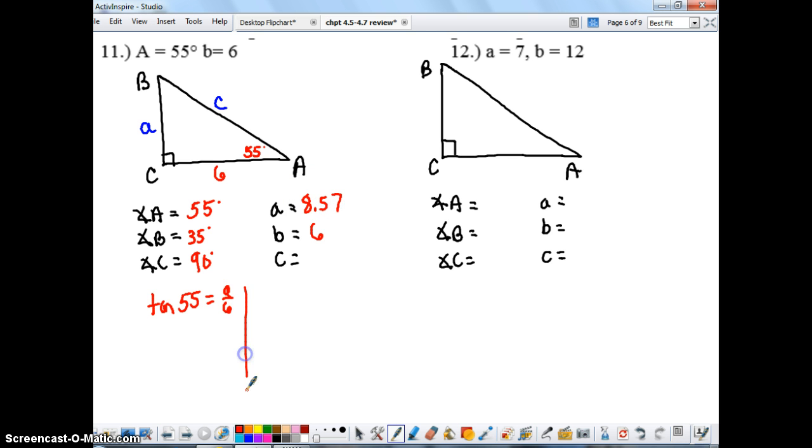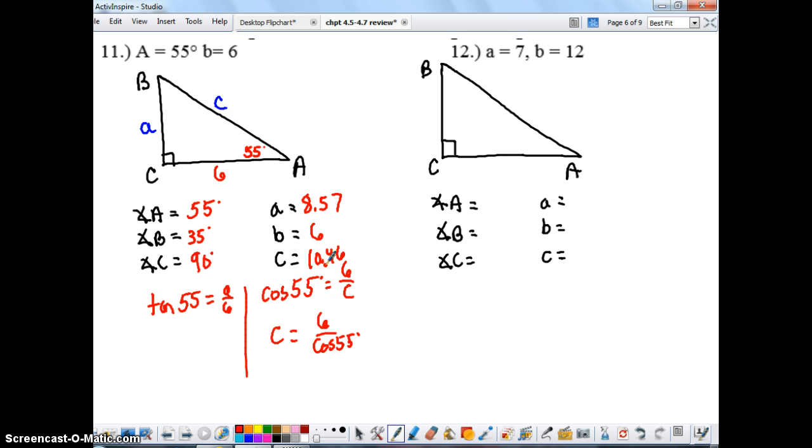All right, same thing for letter c. You're going to match it up 55, 6, and c. This time it's going to be the cosine. Cosine of 55 degrees is equal to 6 over c. This is where I do the switcheroo. So c is equal to 6 divided by the cosine of 55. And when I do so, you end up with c coming out to be 10.46.